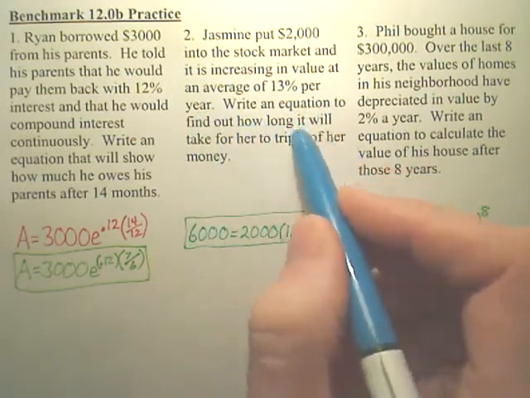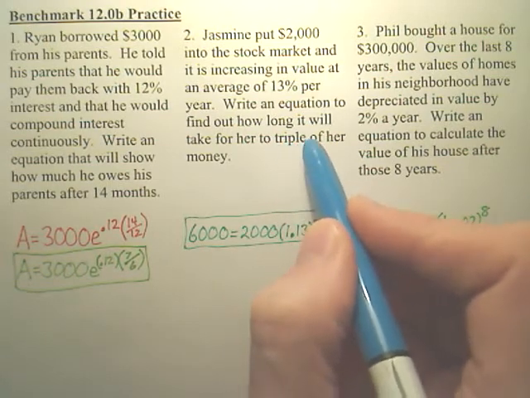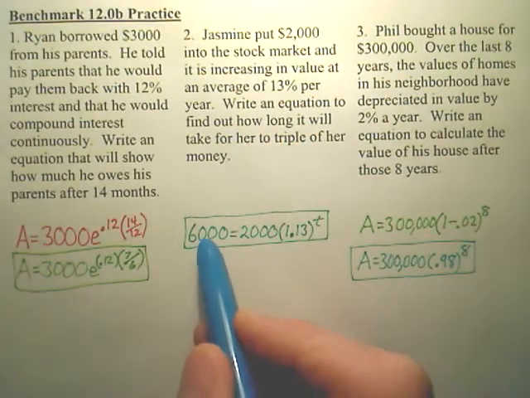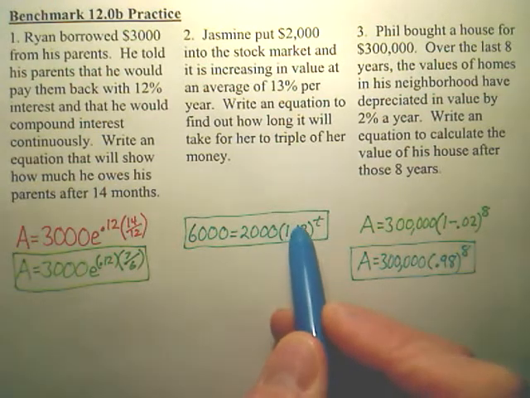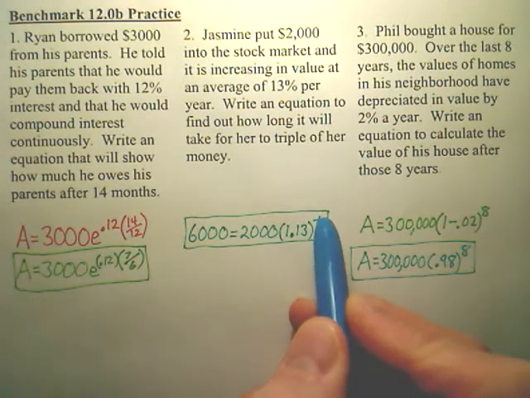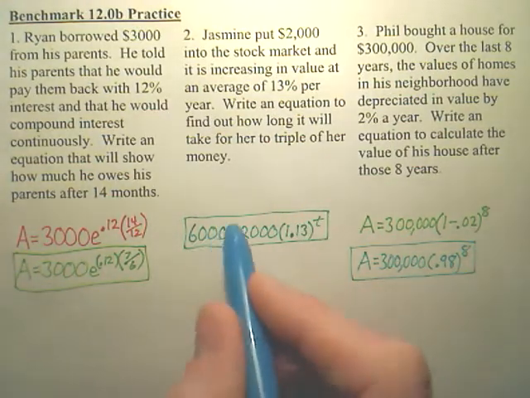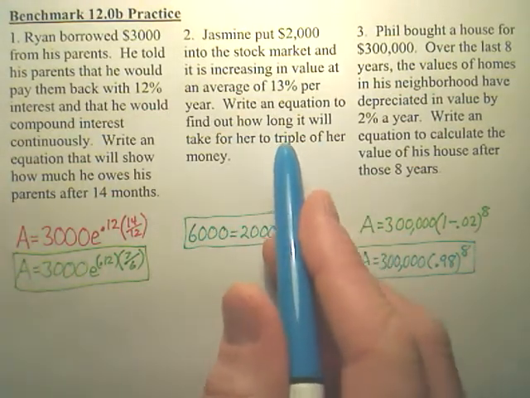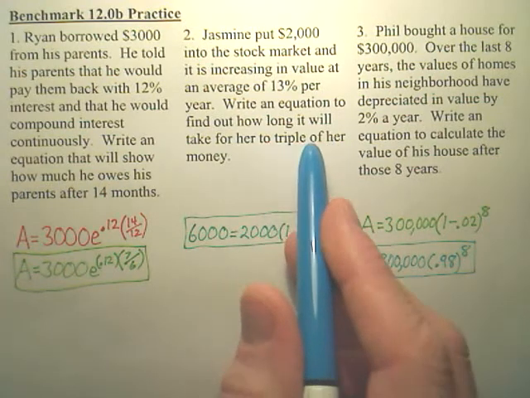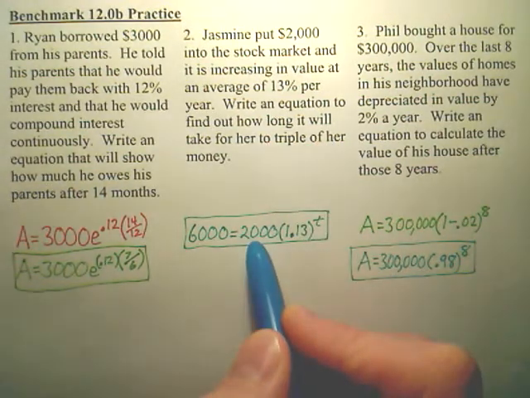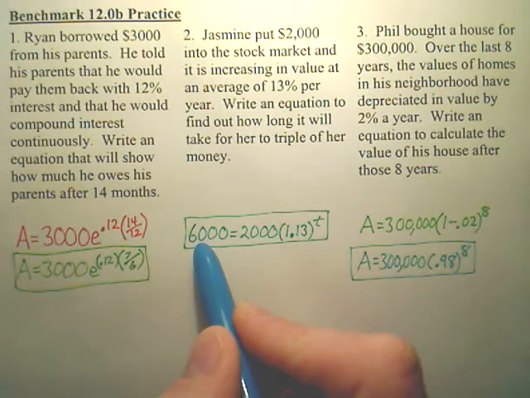Write an equation to find out how long it would take for her to triple her money. Now, this formula is A, final amount, equals P, 1 plus R to the T power. Now, where did I get 6,000 from? Well, what's her final amount? Didn't it say triple? So if it's tripling, if you started with this much, wouldn't this be 6,000? You got to kind of figure that one out for yourself.